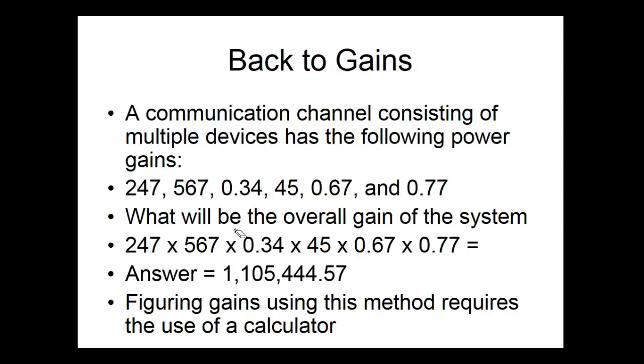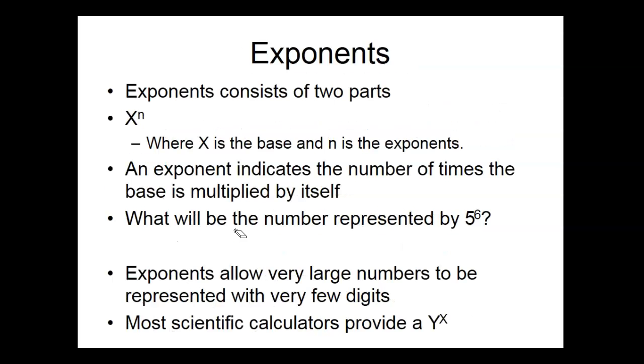So, this is what I came up with. We okay? Exponents consist of two parts. We have what we call a base, and then we have what we call the exponent. An exponent indicates the number of times the base is multiplied by itself. What is represented by the number 5 raised to the 6th power?